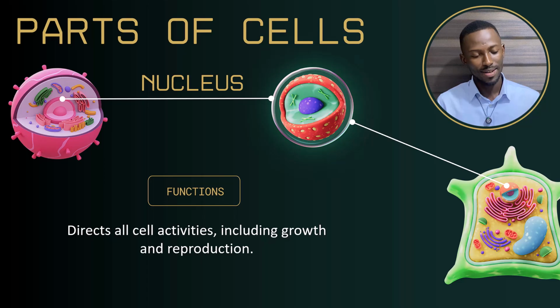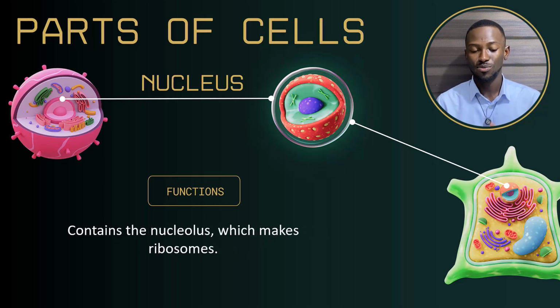The next function of the nucleus is it directs all cell activities, including growth and reproduction. Remember we said the manager of the factory is more like the nucleus of a cell. The role of a manager is to direct the activities of the factory, as simple as that. The manager is in charge of what happens in the factory. The nucleus plays a similar role. It directs all cell activities, growth, reproduction. The information for all of this comes from the nucleus. So the nucleus is so important.